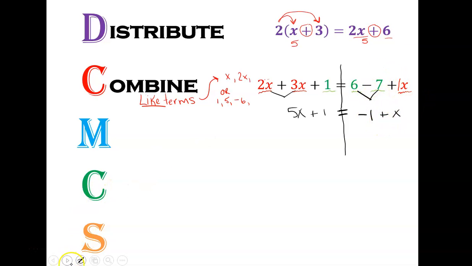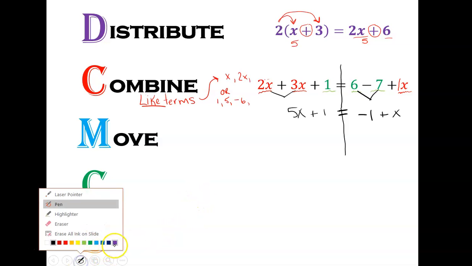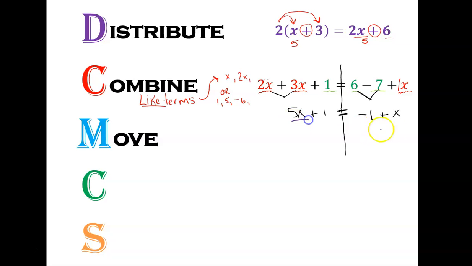Okay. The next step is the M, which stands for move. Now, move is based on combine. What I really want to do is combine all my x terms and all my number terms. But right now, I have a problem. I can't combine this 5x with this x because they're not on the same side together. I can't combine this +1 and this -1 because they're not on the same side together. So my next step has to be to move some stuff around. The only way I'll be able to combine them is if I move things around.